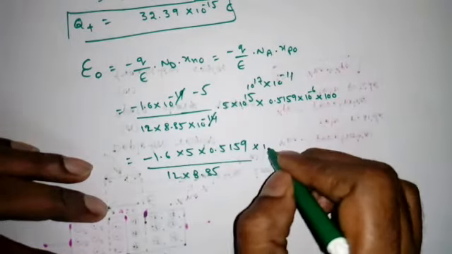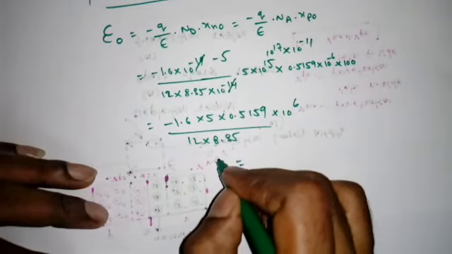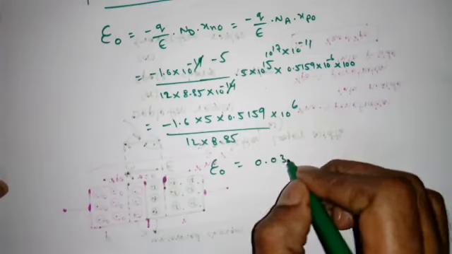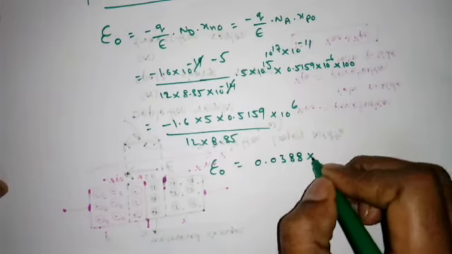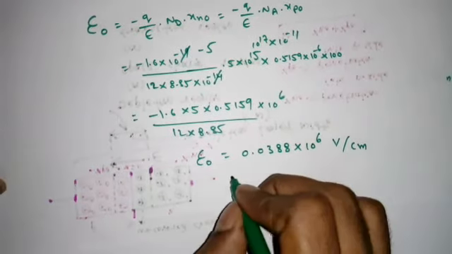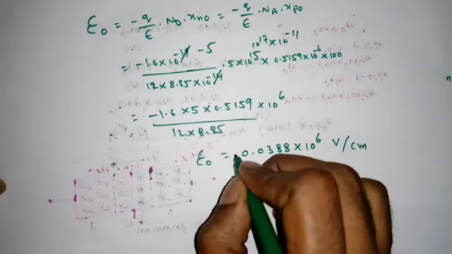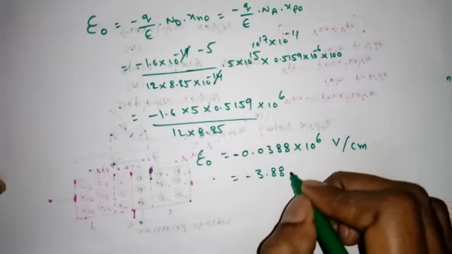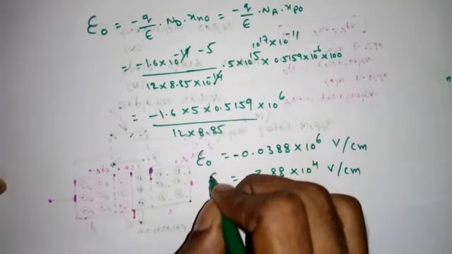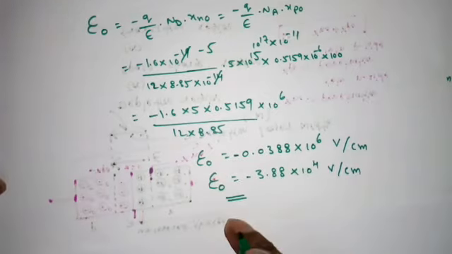So this will be 10 to the power 6, right? So when I solve this one, this epsilon naught is equal to 0.0388 into 10 to the power 6 volt per centimeter. If I multiply with 100, it will be 3.88. I forgot the negative sign is there, so minus 3.8 into 10 to the power 4 volt per centimeter. This is the maximum electric field in the junction.